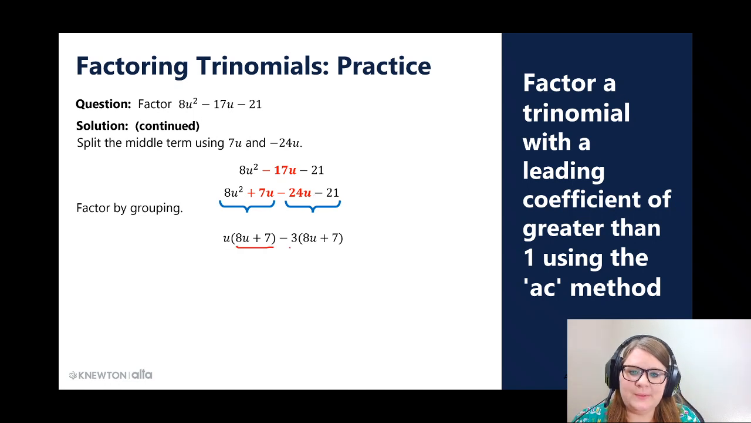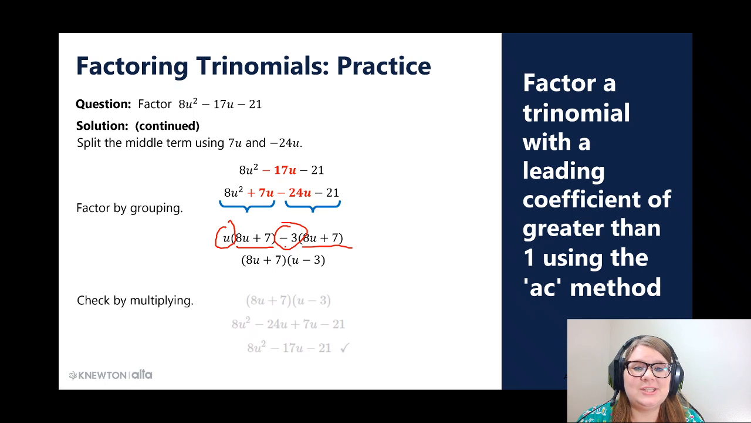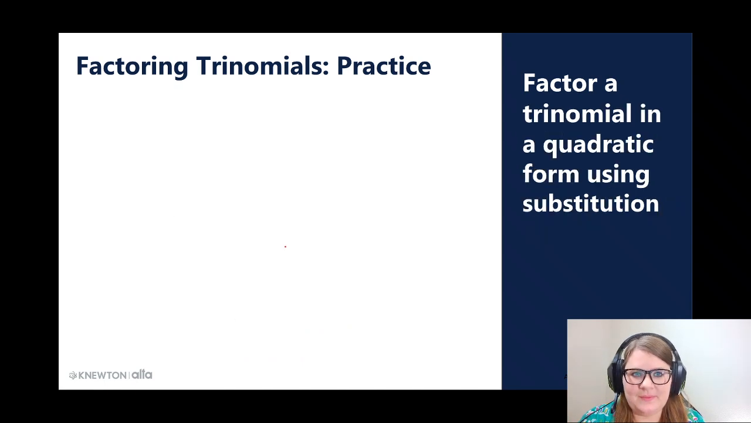Now that 8u plus 7 can be pulled out of both terms, and we'll be left with that u minus 3 in the second set of parentheses. So now we can check our answer by multiplying. When you FOIL out and combine like terms, it does come out to be what we started with.